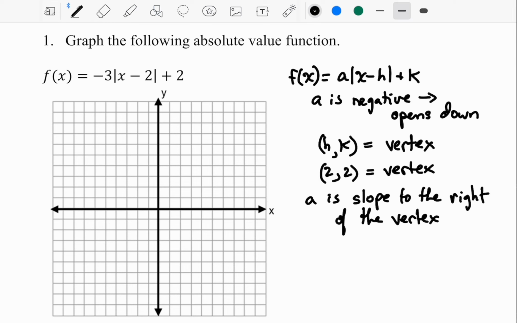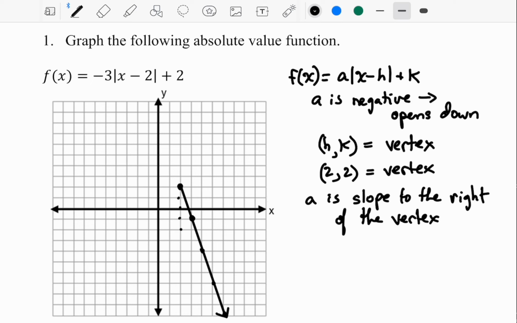So I would plot 2, 2, and then count off a slope to the right of the vertex of negative 3. All right, so that's down 3, right 1. So the slope is negative 3, so down 1, 2, 3 to the right 1. Now, because there's symmetry in the absolute value function, for every point to the right, there must be a point to the left. But I'll continue going to the right until I use up all the space. This would be one ray of the absolute value function.